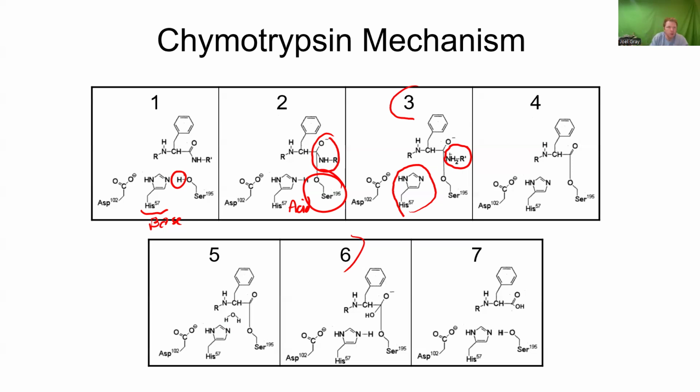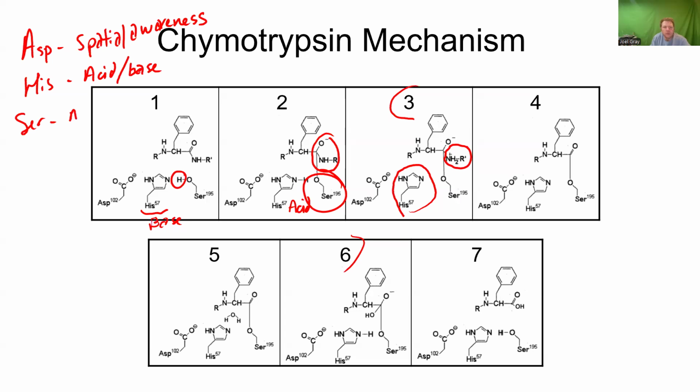Sure. So I'll write it down. ASP, I'm going to say spatial awareness. Histidine, acid, base. And then serine, nucleophile. I'm going to say nucleophile plus covalent bond with substrate. That's a pretty succinct explanation of all of them.